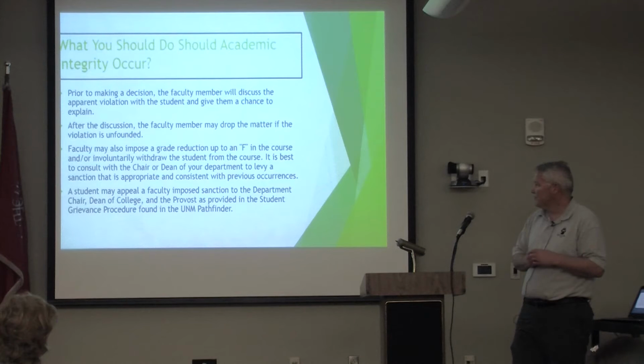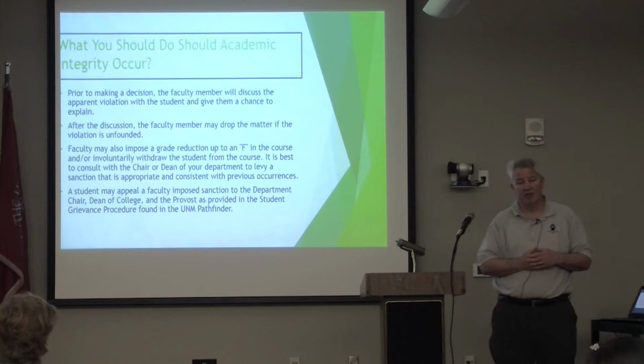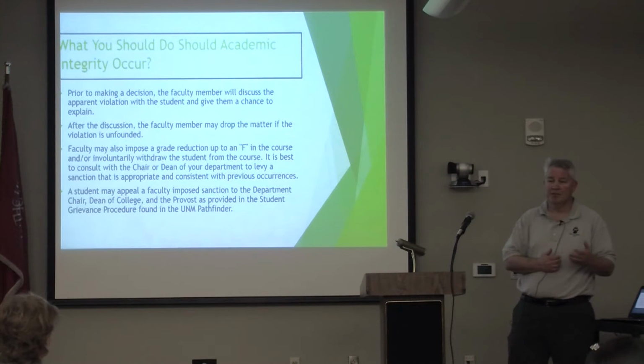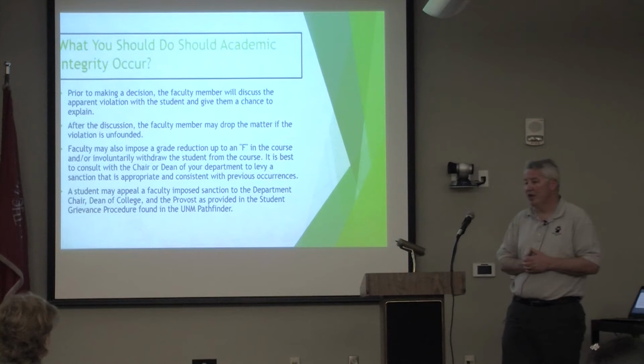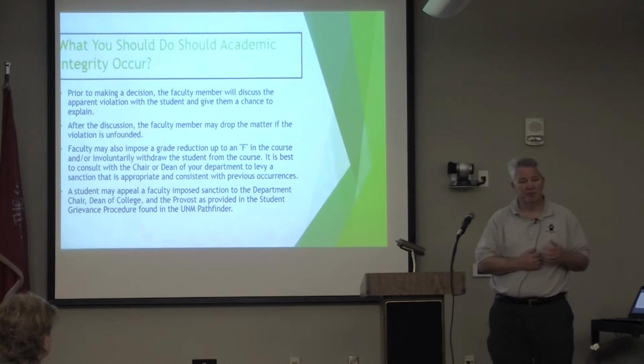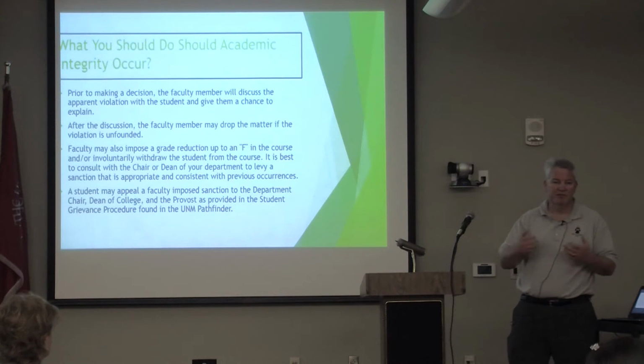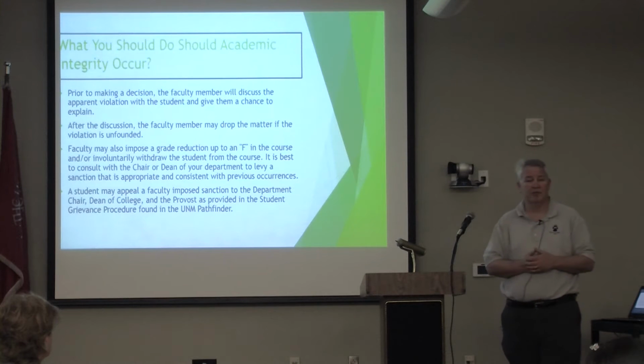Faculty may also impose a grade reduction up to an F, so I hope everybody knows that. You have that ability to go all the way up to failing them out of the class. Even on a simple case of academic integrity, you can do anything from nothing, which obviously doesn't teach them anything, all the way up to failing them out of the class. What I advise you to do is talk to your departments to see what is consistent within the department. If you have a simple plagiarism, somebody lifting something off the internet and using it in their paper, what is typically done within your department?